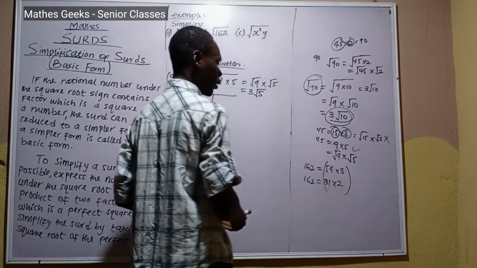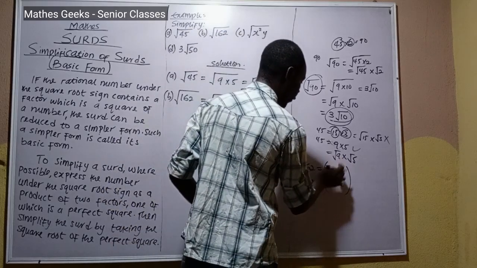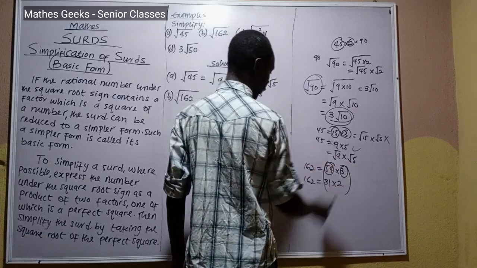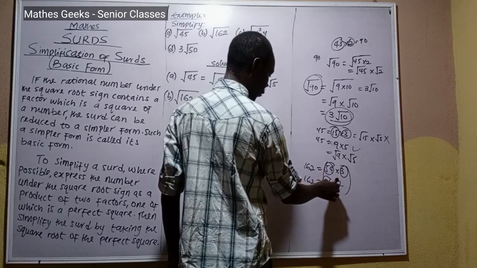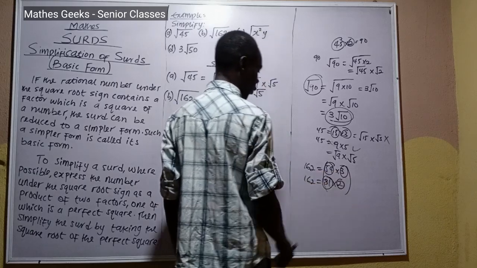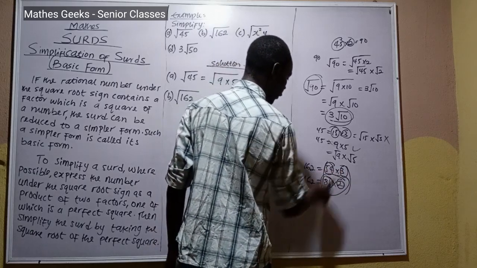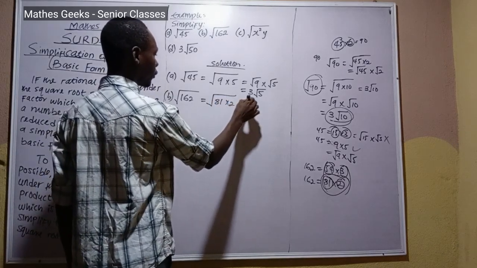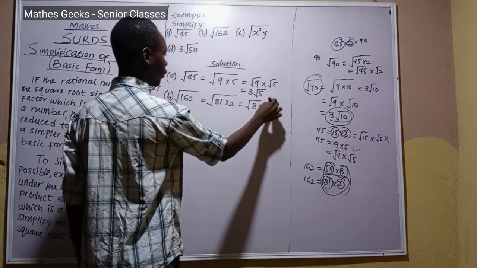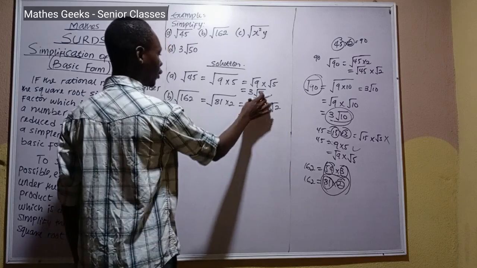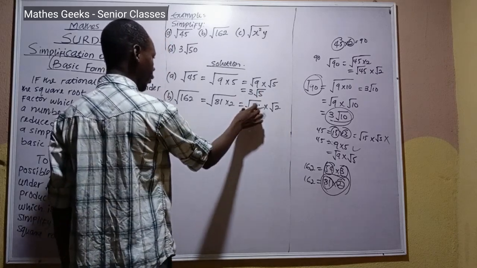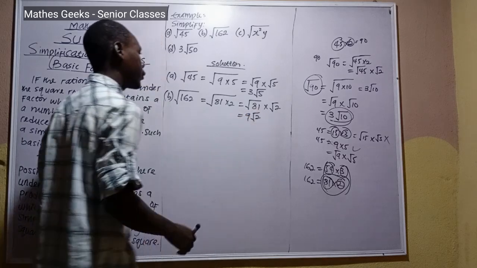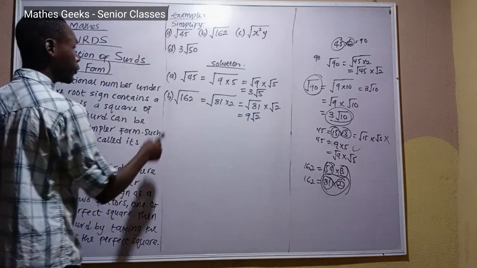And so let's analyze 54 times 3. This is not a perfect square, and this is also not a perfect square. This is a perfect square, and this is a non-perfect square, so we are going to go by this. So this will give us 81 times 2. That's root 81 times root 2. Now root 81 is a perfect square. We can get the square root of 81, which is 9. So 9 root 2. So the final answer is 9 root 2.